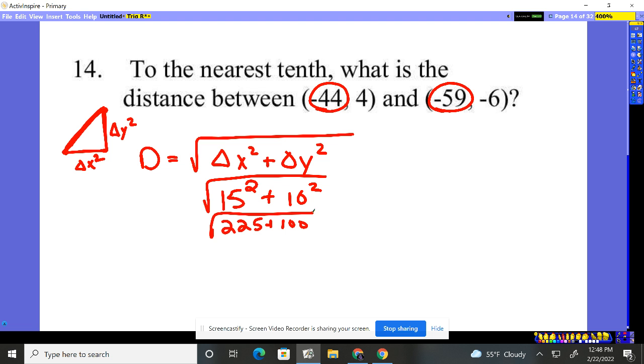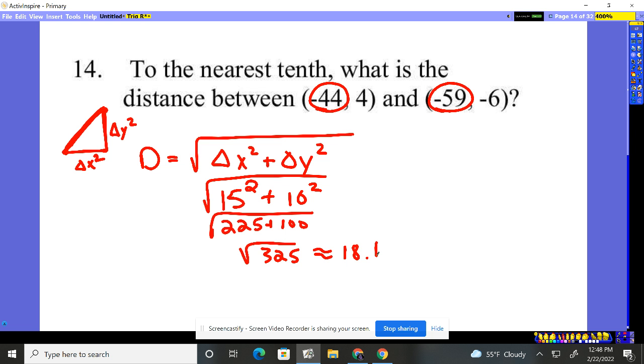So it's the square root of 325, which is approximately 18. It might be 0.1. I know the square root of 324 is a perfect 18, so I know this is a little bit over. I'm going to just guess 18.0 or 18.1. It's somewhere in there. I'm not going to grab a calculator.